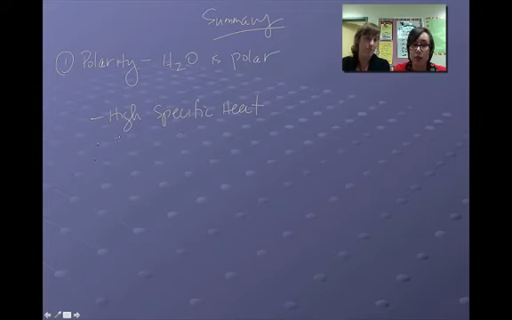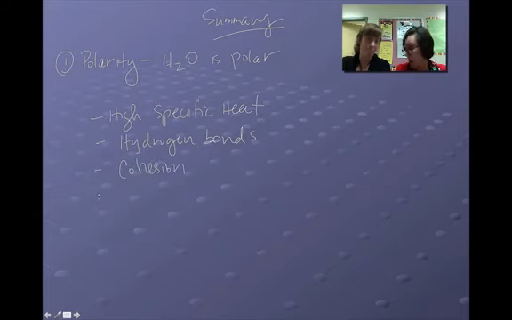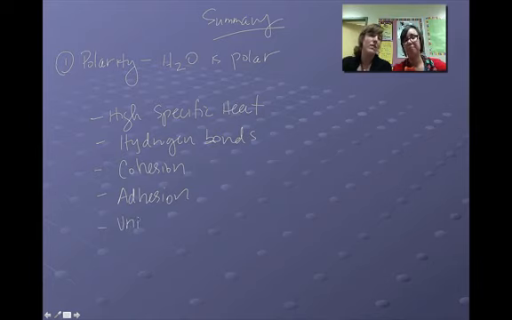Hydrogen bonding is possible because of polarity. The other two ways in which water bonds to itself or to other things are also due to that polarity. We're talking about cohesion, when water sticks to itself, and adhesion, when water sticks to something else, to glass, to hair, to the surface of your skin, and so on. And the last thing we talked about is that water is a great solvent.